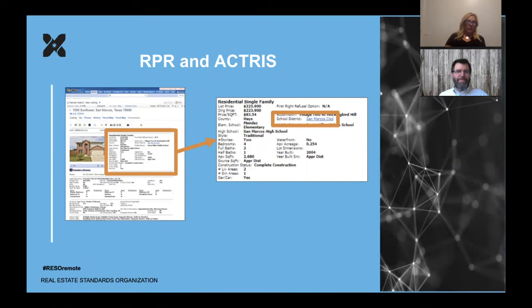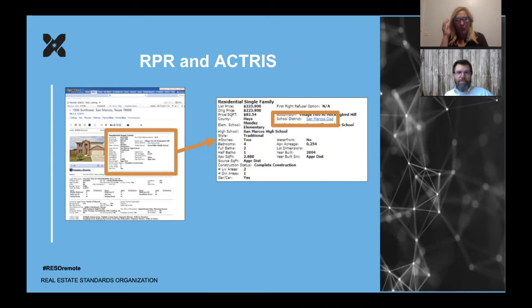So the reason this all came up was a year and a half ago-ish. The Austin Board of Realtors was having a problem connecting from their MLS system to the RPR school reports, which are provided by Niche. And the reason we had trouble connecting was because there were free-form text or even a pick list of text connecting from the MLS system to RPR. So Rob, how do you feel about that data entry? We had the same thing.